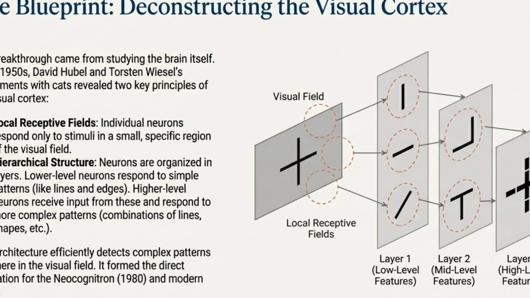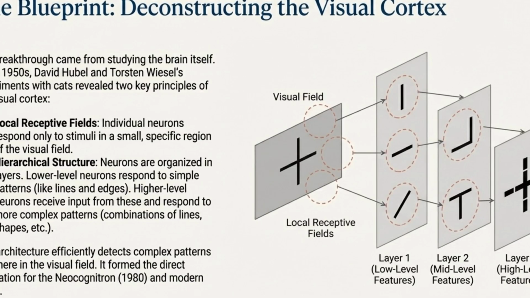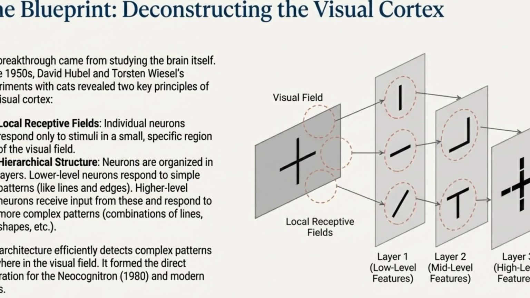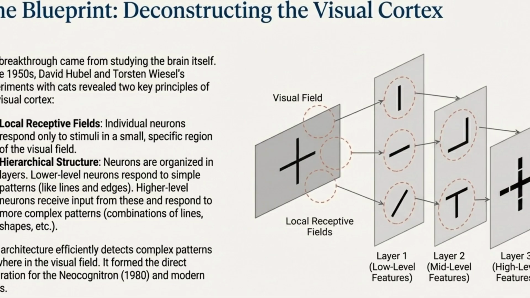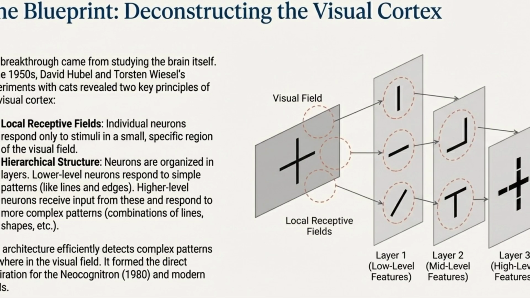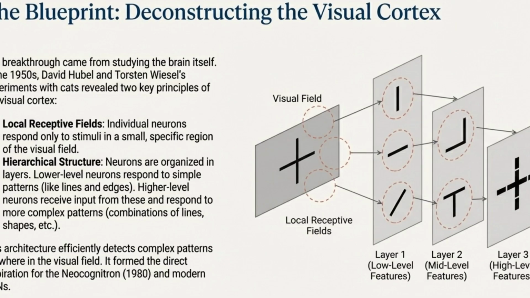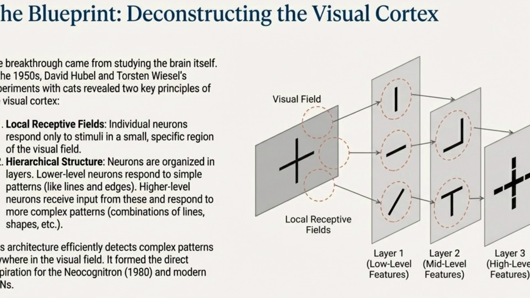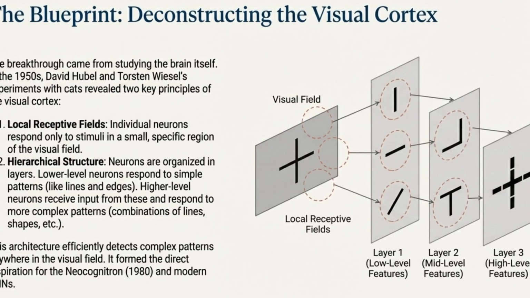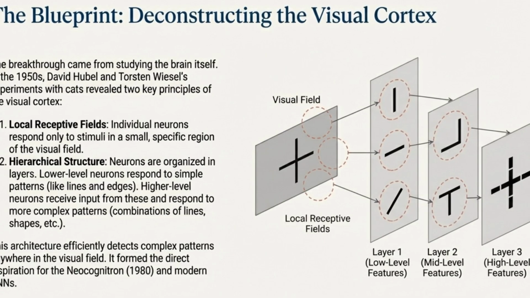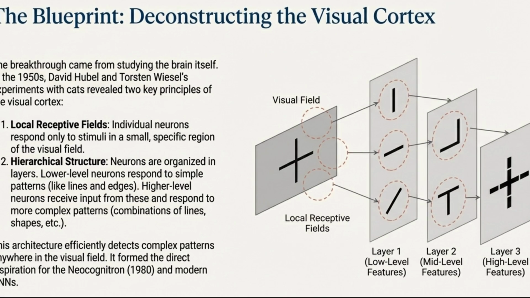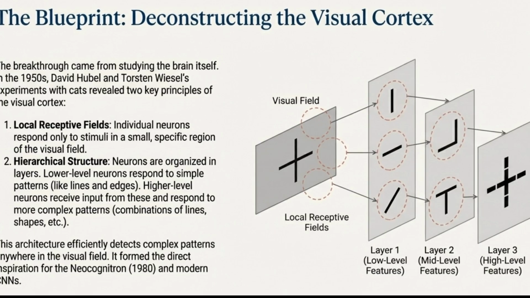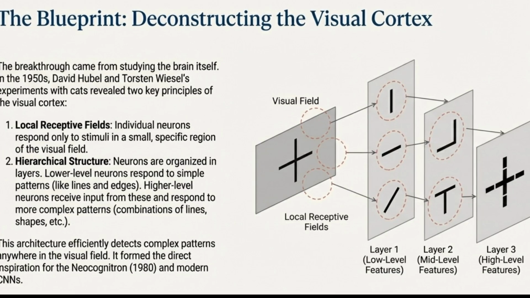The breakthrough in computer vision didn't come from computer science initially. It came from neuroscience. The true blueprint for the convolutional neural network lies in the organization of the mammalian visual cortex. In the 1950s, scientists David Hubel and Torsten Wiesel conducted seminal experiments with cats, which revealed two key principles that directly inspired CNN architecture. The first principle is local receptive fields. Individual neurons in the visual cortex do not look at the entire visual field. Rather, they respond only to stimuli within a small, specific region, their local receptive field.